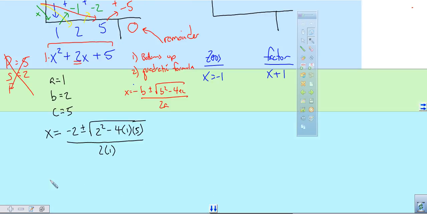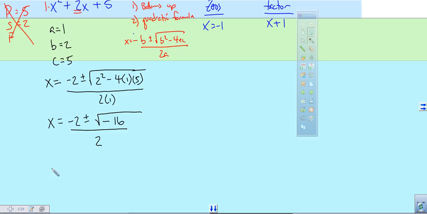And now we start simplifying. So x is equal to negative 2 plus or minus the square root. Do what's inside. When you do what's inside, you find out that it's negative 16 over 2. We simplify. We go back to what we were talking about in a previous test. We simplify. We get negative 2 plus or minus 4i, because the negative comes out as an i. The square root of 16 is 4, over 2.